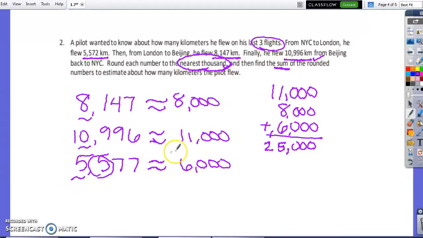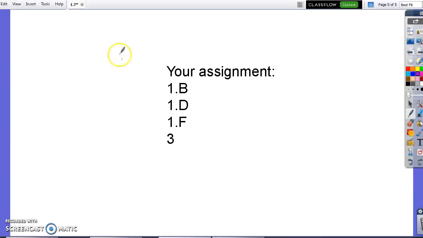So I'm going to write that answer out just below. Ooh, my stuff needs calibrated. Anyway, what it would say is the pilot flew about 25,000 miles because it still is being estimated. On your own, you're going to finish 1 point B, 1 point D, 1 point F, and 3 in your problem set before you can move on to your other assignments.